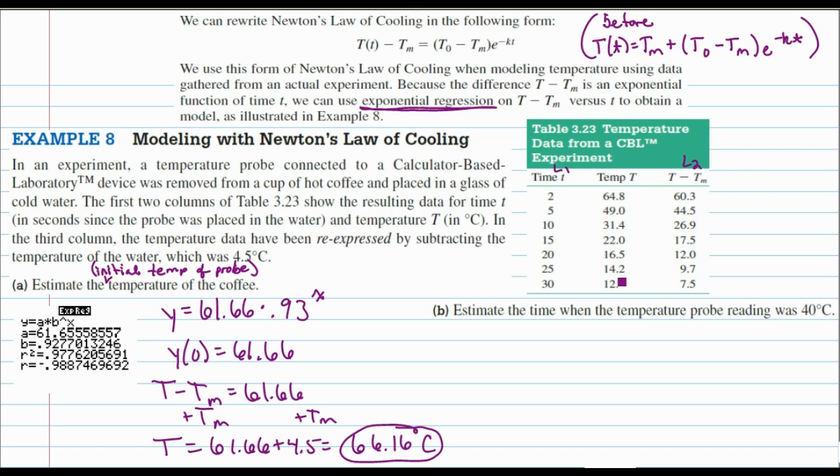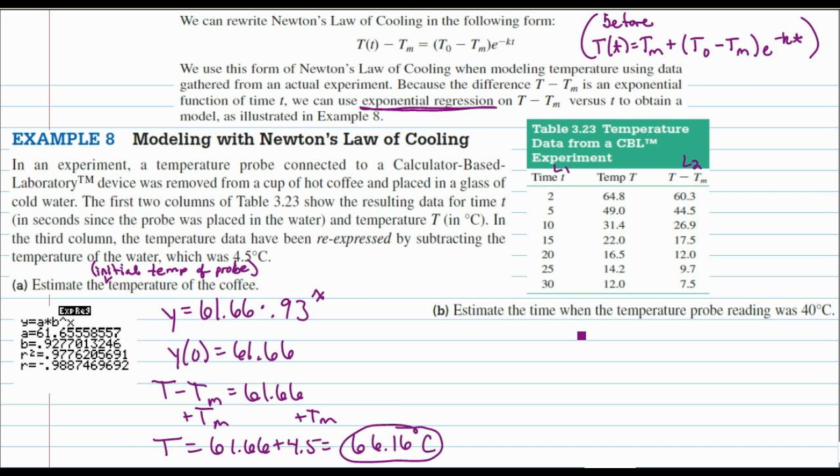I would not be able to get that if I used my time in L1 and my temperature in L2, because I don't have a way in my calculator to create a regression that involves an exponential plus a constant. I only can do it with exponential with no plus a T sub m. So I had to kind of work the system a little bit and subtract T sub m from both sides to make sure that my output, and then acknowledge that my output was a subtraction of two things instead of just a plain old number.